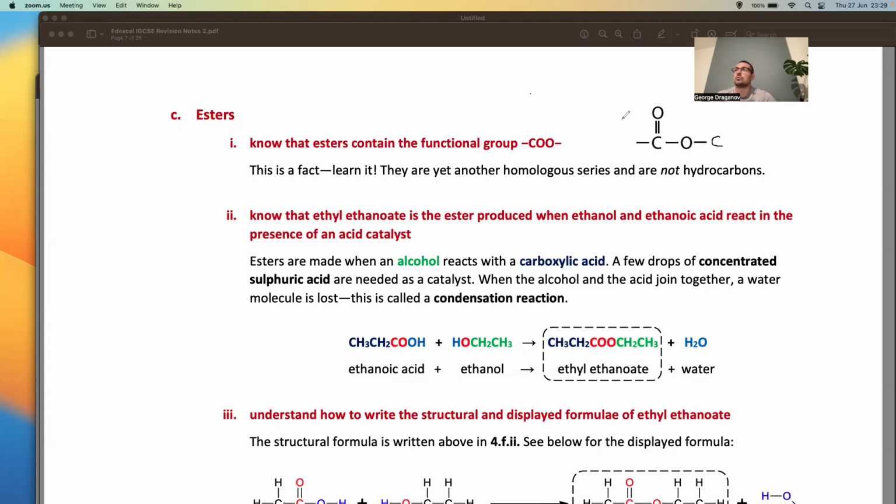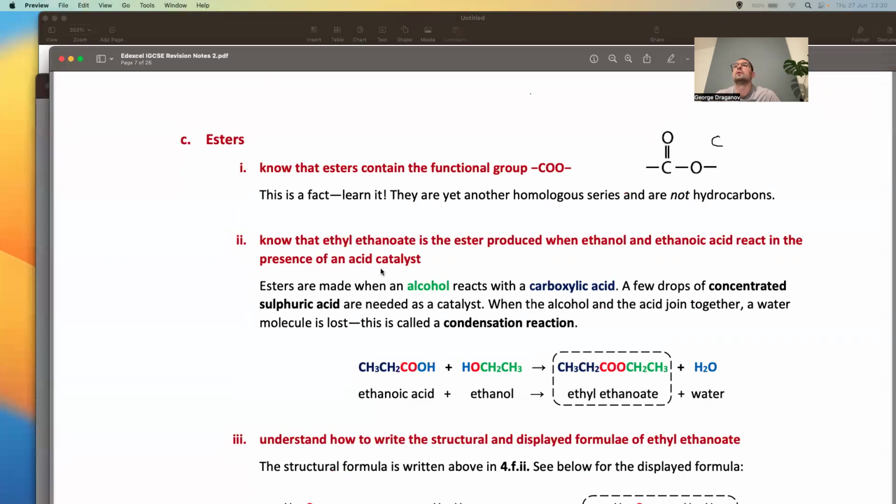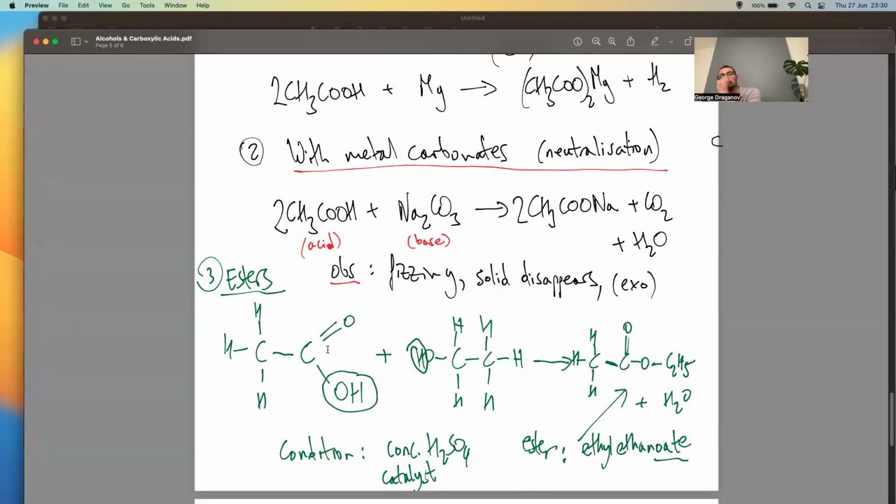So the functional group is essentially going to look like, in the notes, I do have the notes attached at the end of this, but let me just load it up. Can't seem to find it. Where did it go? There it is. Right. So esters have the C double bond O C group, so it looks something like this.